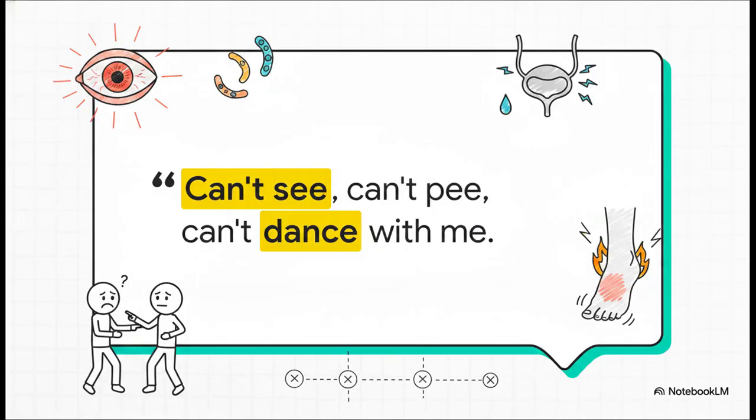Okay, you've got to remember this classic medical memory hook. Can't see, can't pee, can't dance with me. It perfectly summarizes reactive arthritis, which was formerly known as Reiter syndrome. It usually pops up following a bacterial infection, like chlamydia. The phrase perfectly maps out the symptoms for you. Can't see refers to conjunctivitis in the eyes, can't pee points to painful urination, and can't dance with me highlights the heel pain caused by the arthropathy. It's a highly testable phrase for sure.